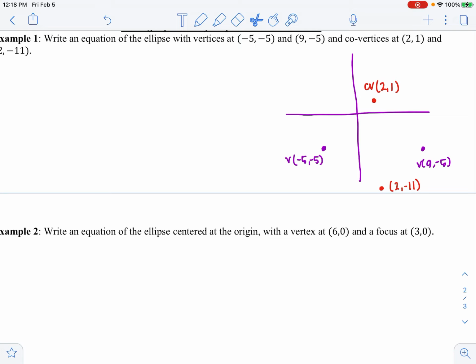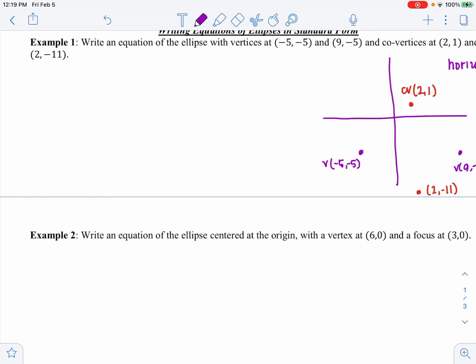All right, so those are my points that I was given, and now I have to write the equation of the ellipse. Hyperbola is in the next lesson. Okay, so these are my vertices. My vertices are my major axis. So since these are my vertices, I now know that it's horizontal. So this is a horizontal ellipse.